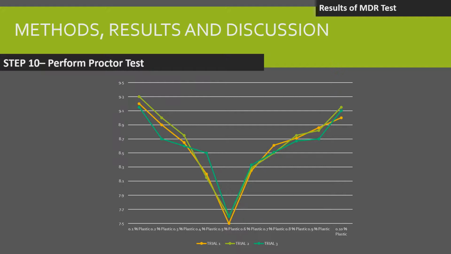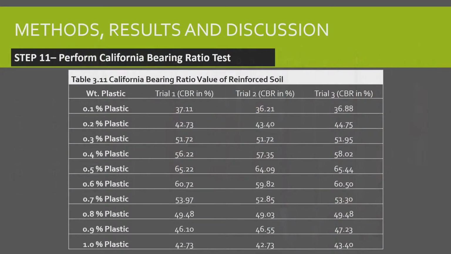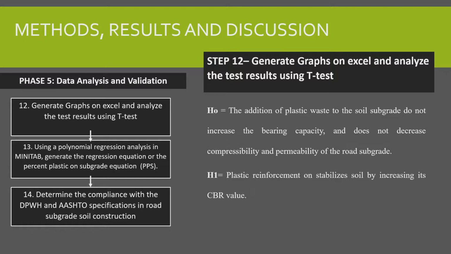The second step in the laboratory testing is the performance of the California bearing ratio test. So the table shows the California bearing ratio test results obtained from the soil sample with different amounts of plastic. As we could see on the table, the addition of plastic weight on soil generally improves its CBR values. The fifth phase of the study is the data analysis and validation.